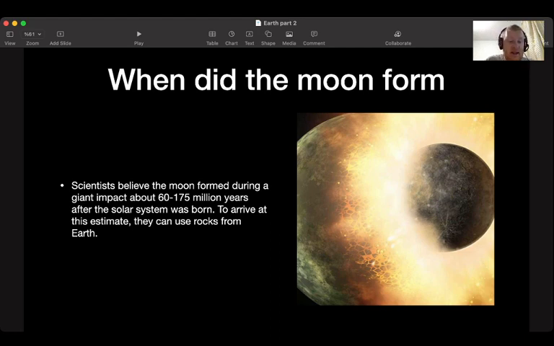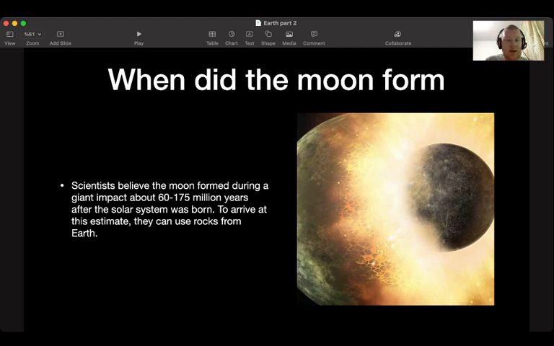To arrive at this estimate, they can use rocks from Earth. So the rocks that we find on Earth, the scientists can use to find out exactly when the moon was formed. Well, that's interesting. So there could actually be some moon particles lying around on our planet right now, just beneath our feet. But which rocks? We have no idea. But they can use the rocks to find out how long ago the moon was formed.